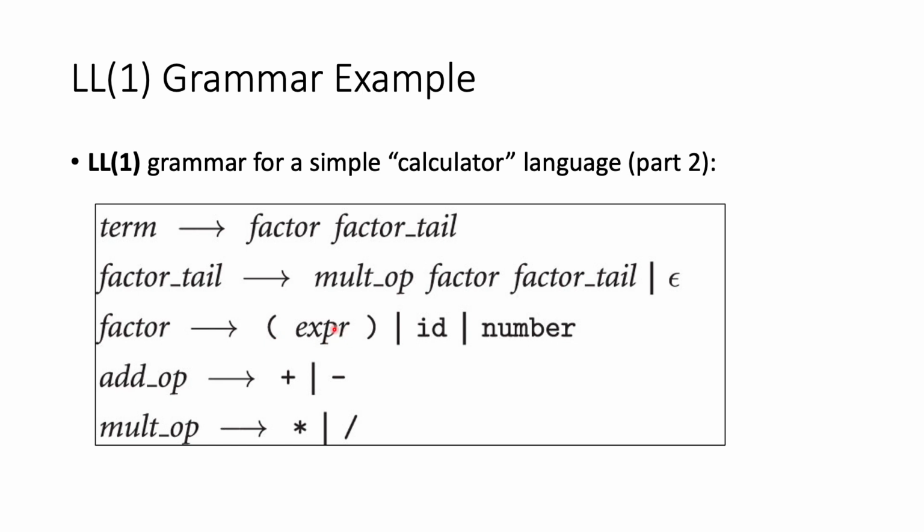A factor can be one of three forms. The first form is an expression enclosed in parentheses, so an open parenthesis and a closed parenthesis. The second form is just an identifier, and the third form is just a number. So those are the three forms for factor. Add op is either a plus or minus sign, and mult op is either an asterisk, which denotes multiplication, or a forward slash, which denotes division.